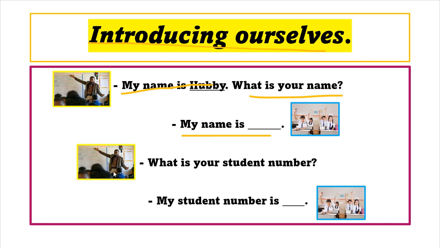So next, this one here. What is your student number? Okay. So what is your student number? So your number in the class. My student number is 10. My student number is 1. To Teacher Habi, my student number is 100. Example for Teacher Habi. Okay.